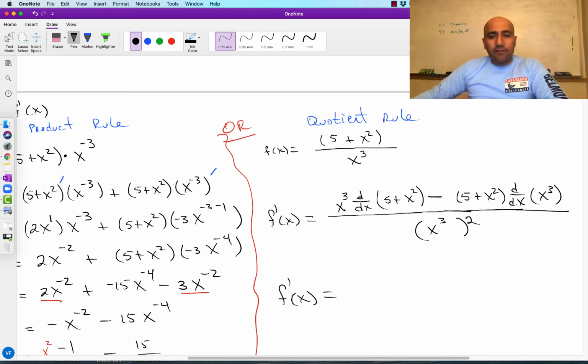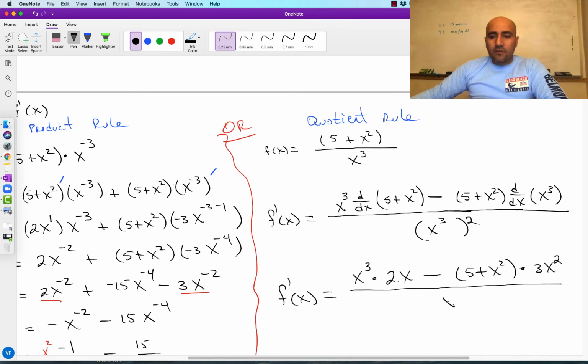Okay, so now we just simplify it. We've got to take this derivative, take that derivative, simplify, reduce, cancel as best we can. So we end up with x to the third power times the derivative of this, which is easy. The derivative of 5 is 0. The derivative of this guy is going to be 2x minus, and now leave this alone, 5 plus x squared times, and now the derivative of this is going to be equal to 3x squared divided by x to the power of 6. Okay, so now we have to be careful because this minus applies to everything over here.